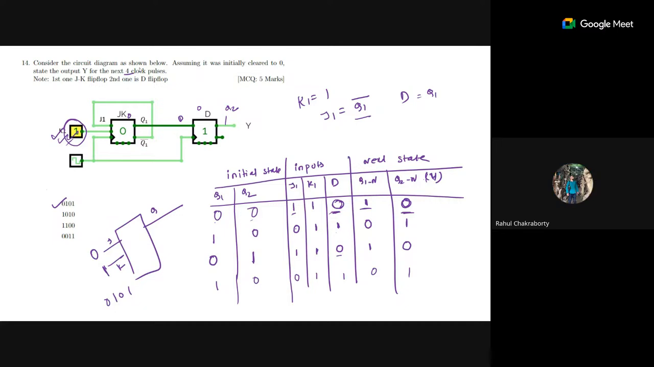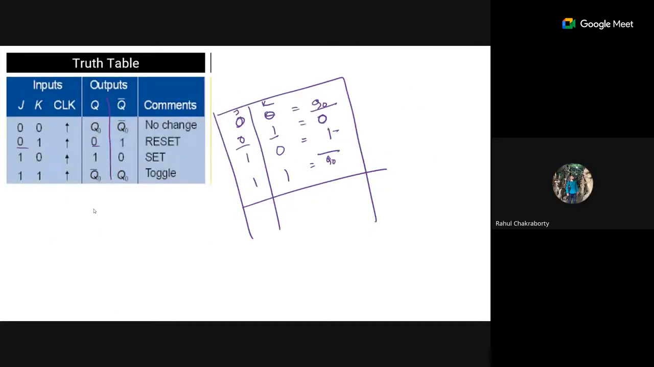Consider the circuit, assuming it was the initial state. And the question was the 4 states of Y, is it? Yeah, 4 states of Y. Like this is Q2. Okay, so 0, 1, 0. Okay, so everyone got this question? And for JK flip-flop it's simple: for 0 0 it holds the memory state, the previous Q; for 0 1 it is reset; for 1 0 it is set; and for 1 1 it will toggle.